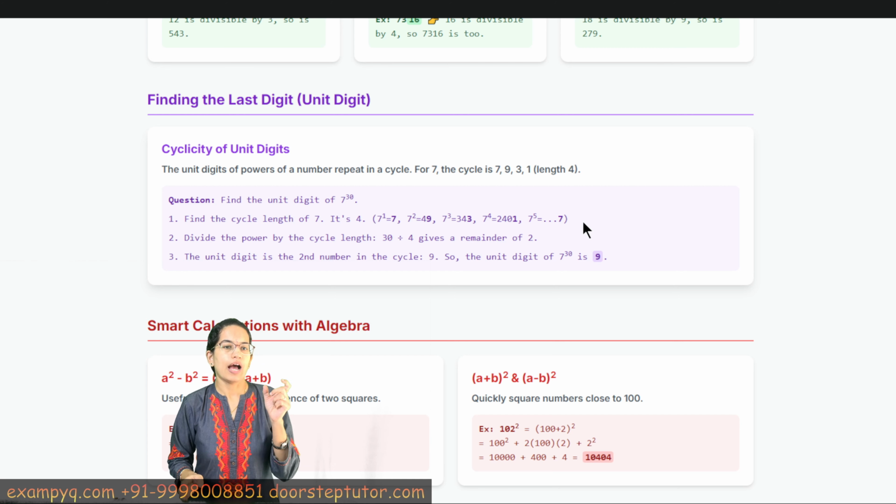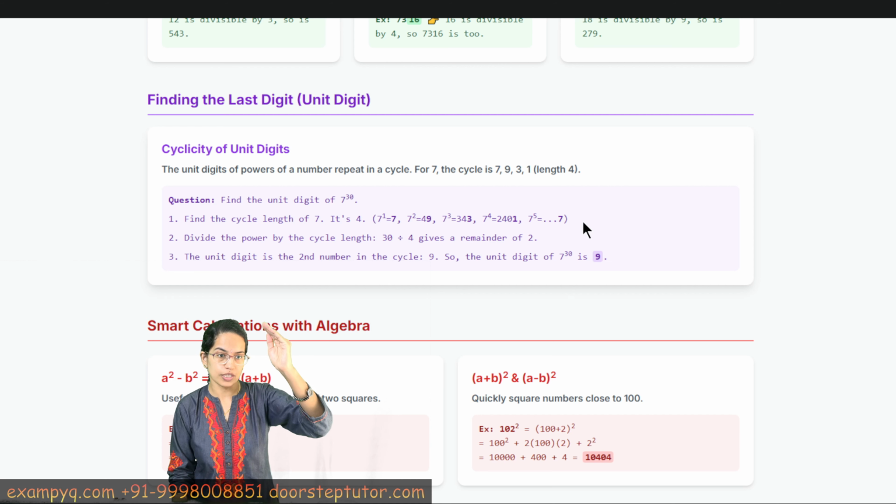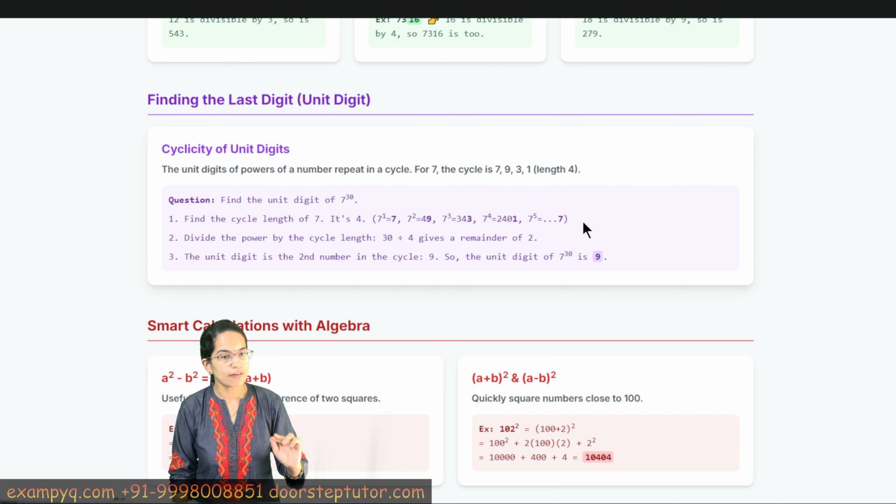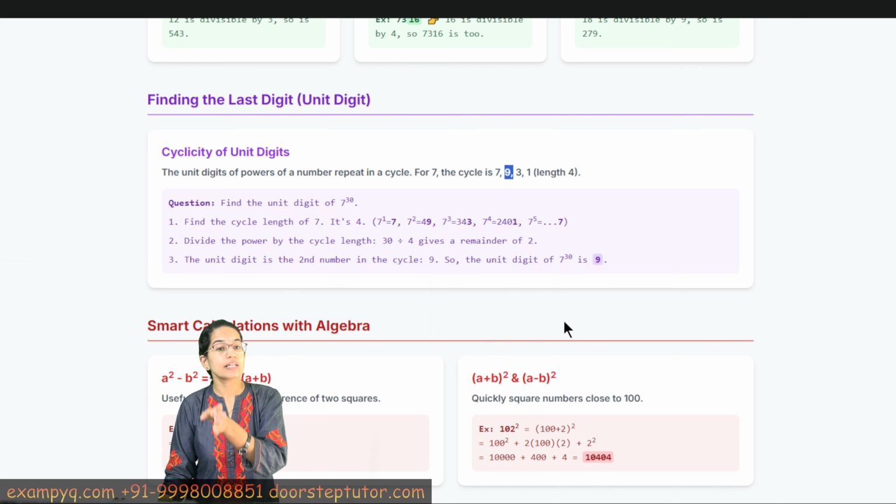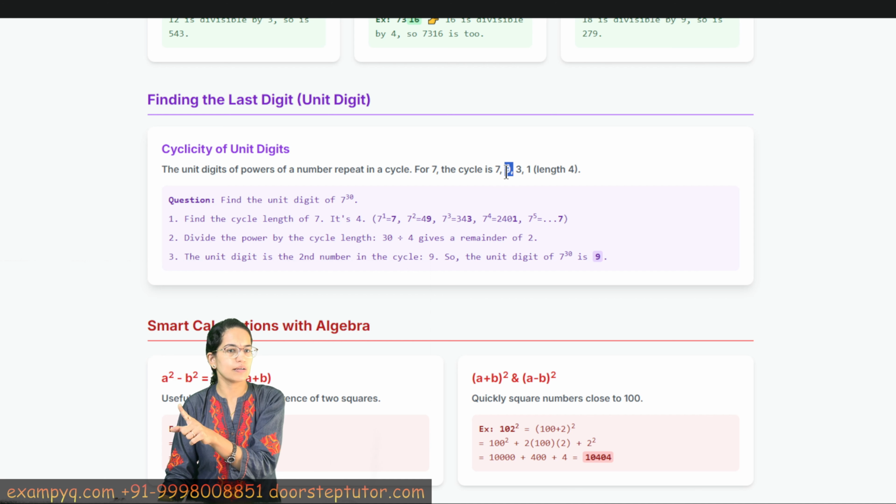Now I am asked to find out the unit digit of 7 raised to power 30. So I divide 30 by 4, I get a remainder of 2. Now which is the second number out here? Not 7 but 9. That means the unit digit of 7 raised to power 30 would be nothing else but 9, because that is the second number in the sequence.